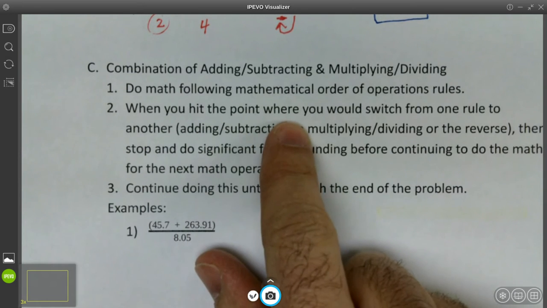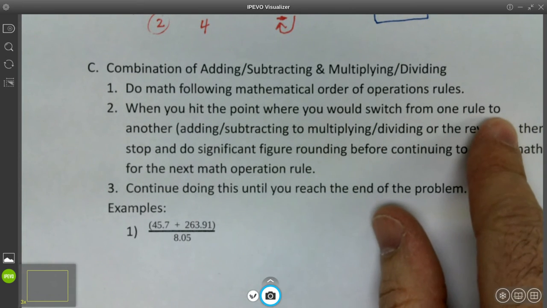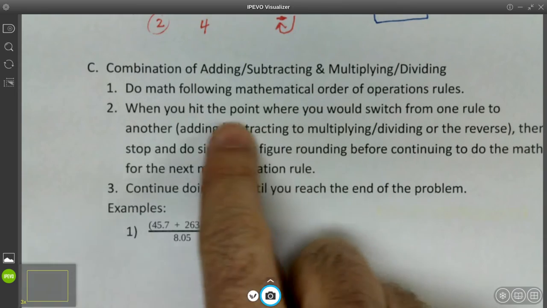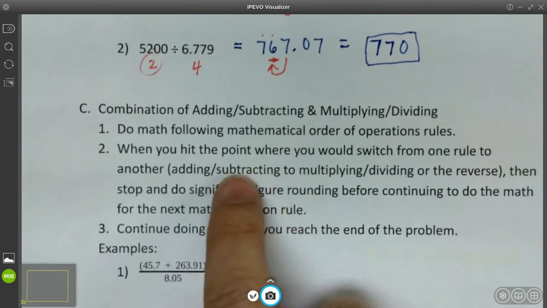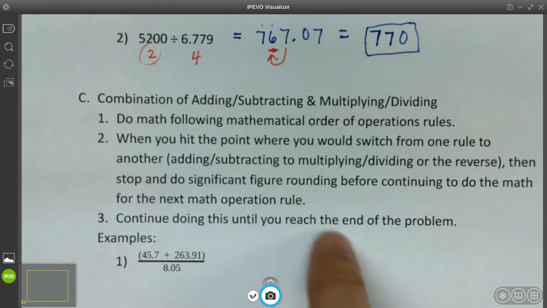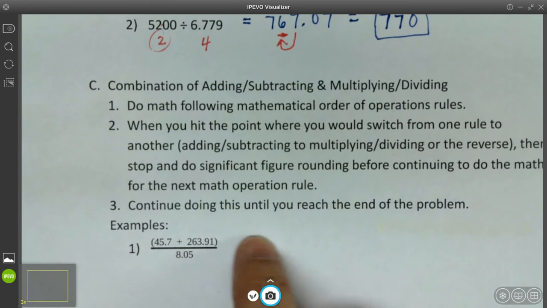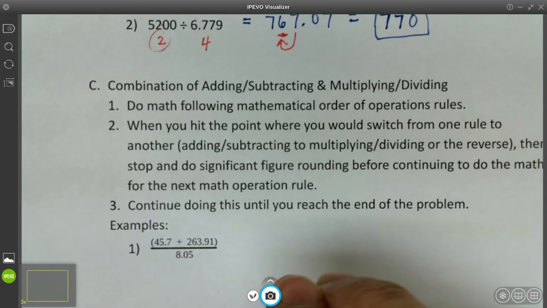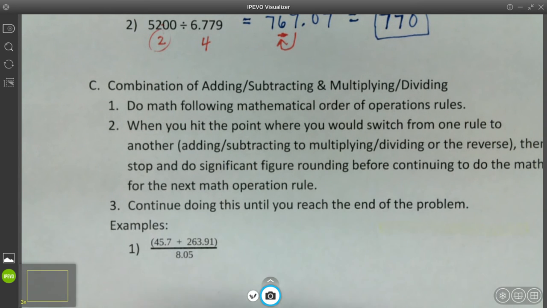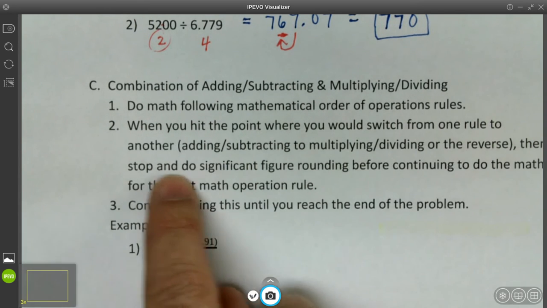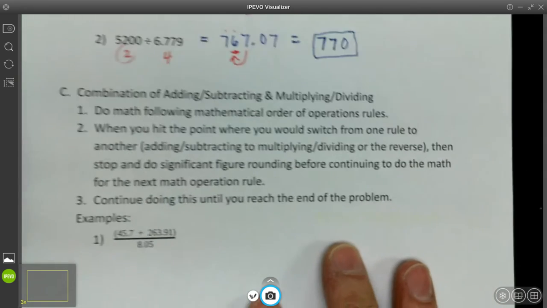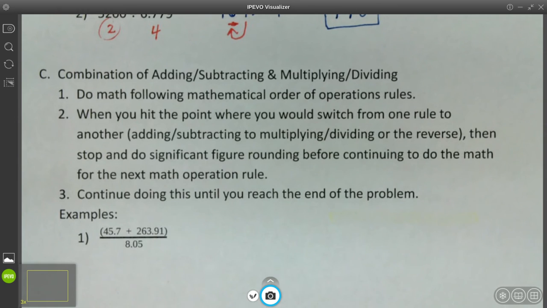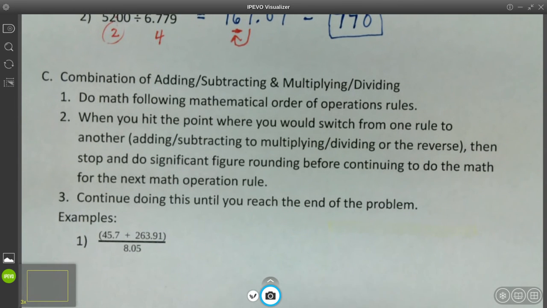When you hit the point where you would switch from one rule to another, and here we're talking about the significant figure rules, the multiplying and dividing or adding and subtracting, in other words, when we reach a point where we would have to switch from either adding and subtracting to multiplying and dividing or the other way, then stop and do the significant figure rounding before continuing to do the math for the next operation. Continue doing this till you reach the end of the problem. So let's take a look here.